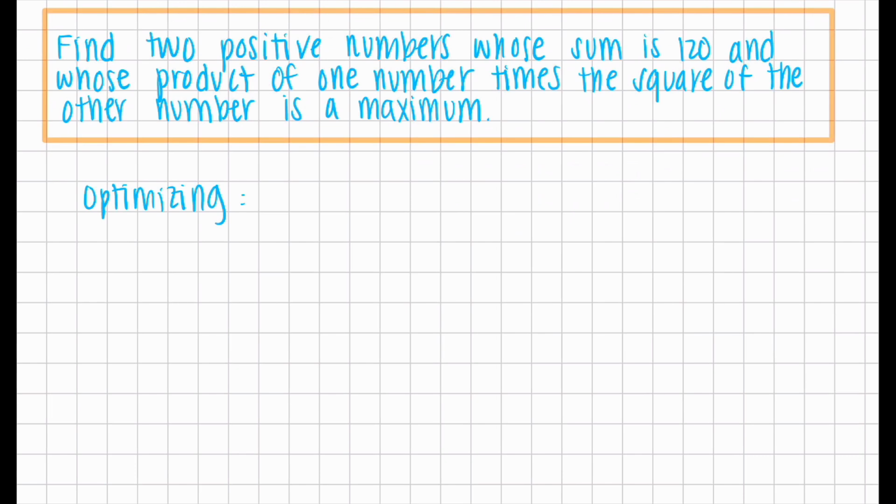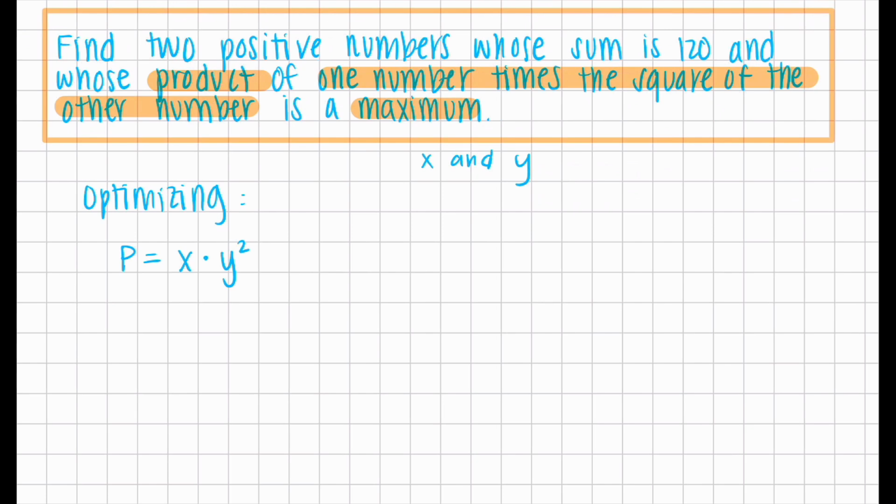So what do we want? I want a product of one number times the square of the other number to be a maximum. So let's make that an equation. I'm going to say P for product equals, and let's just make our two numbers x and y. So x times the square of this other number, so x times y squared. We want this product to be a maximum. So that's what I'm optimizing.